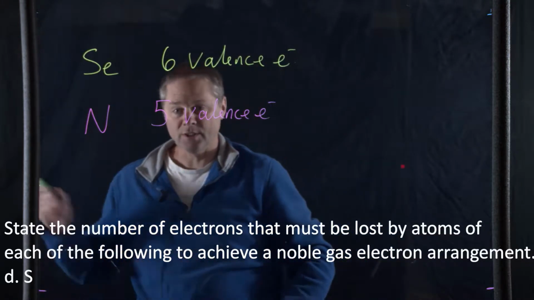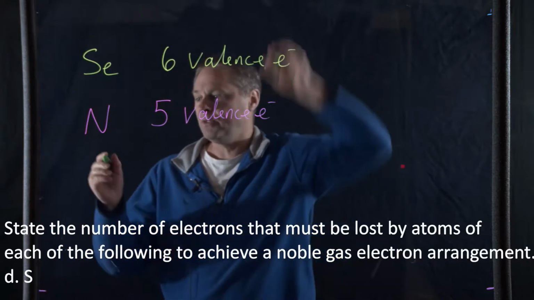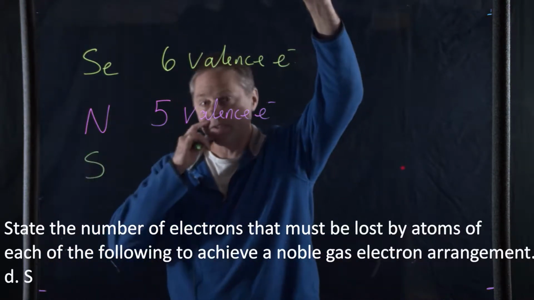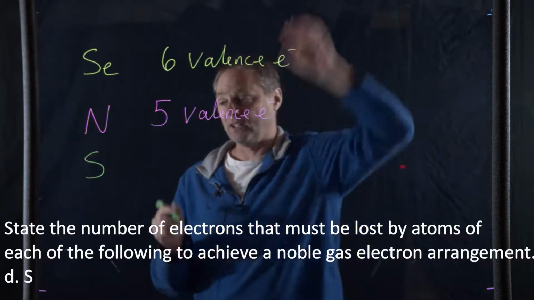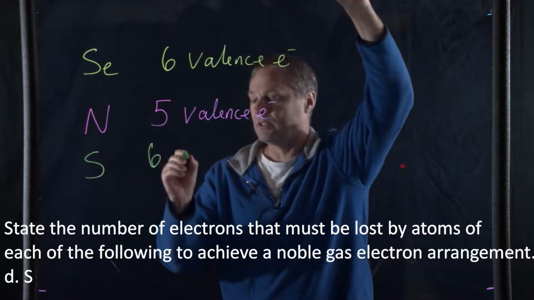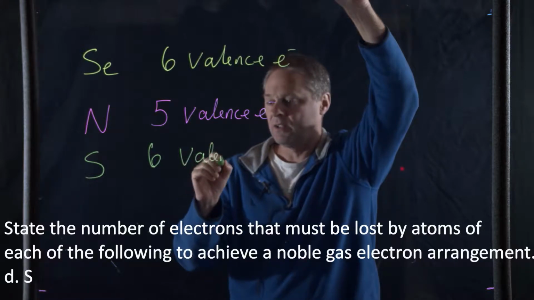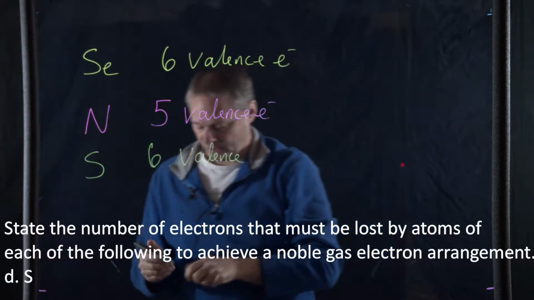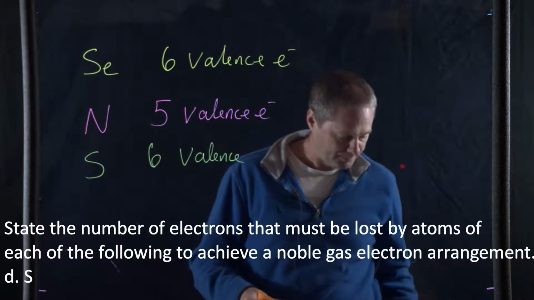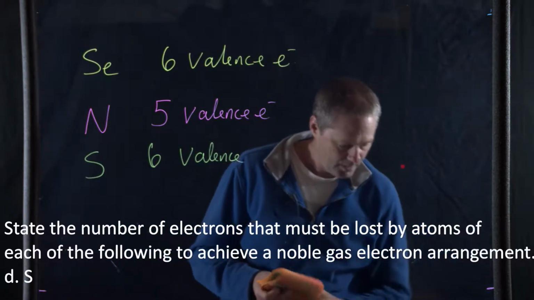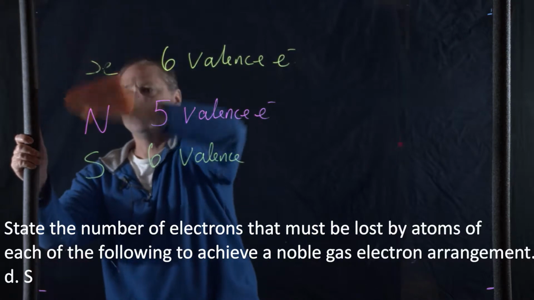And the last one in this problem is going to be sulfur. Right? And sulfur is going to be right below oxygen, right above selenium, and so it's likewise going to have to lose 6 of its valence electrons. All right. So this is a pretty easy problem, not too bad. We'll do a few more problems.